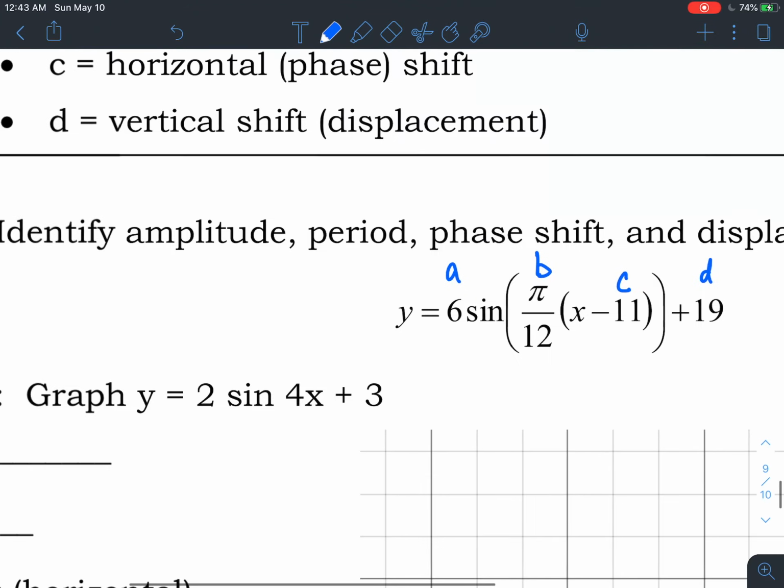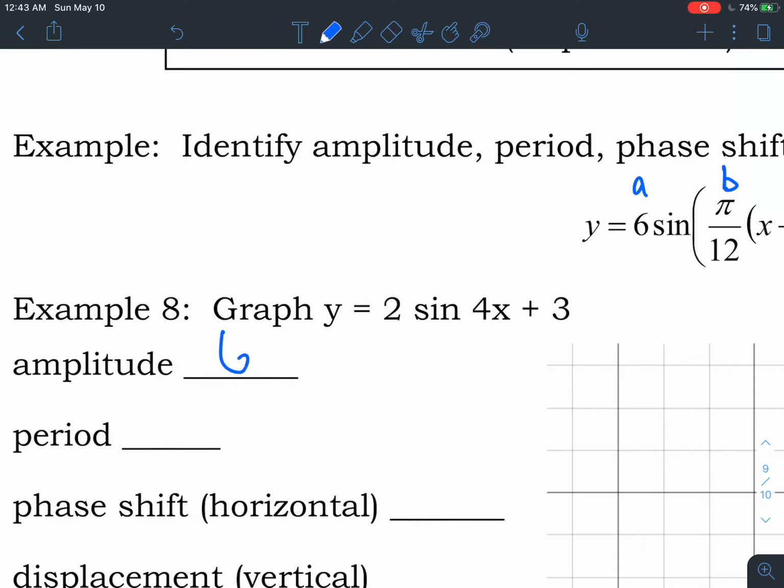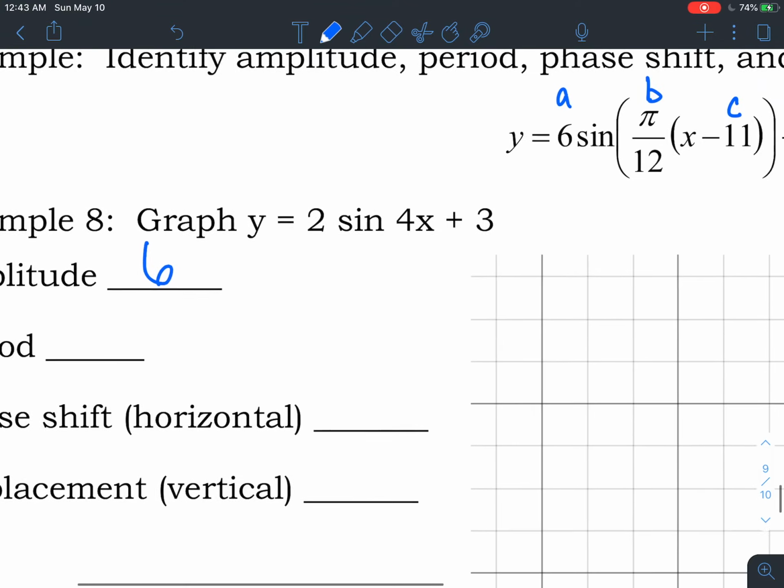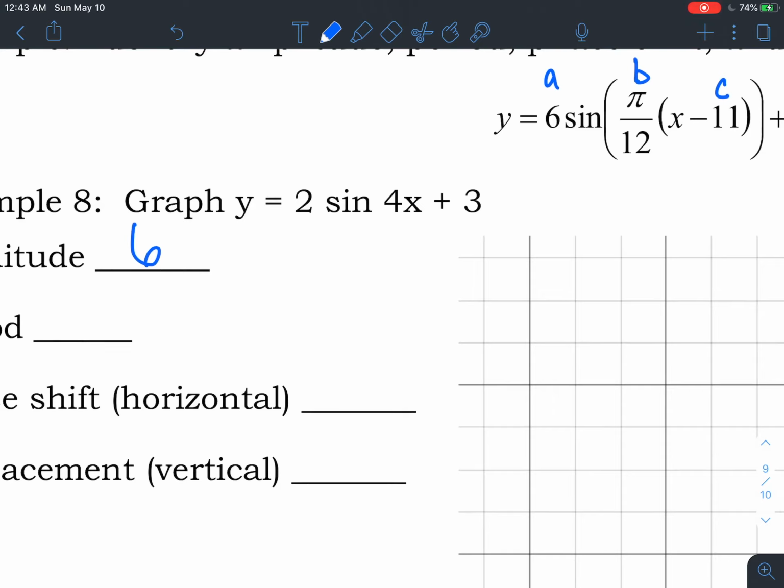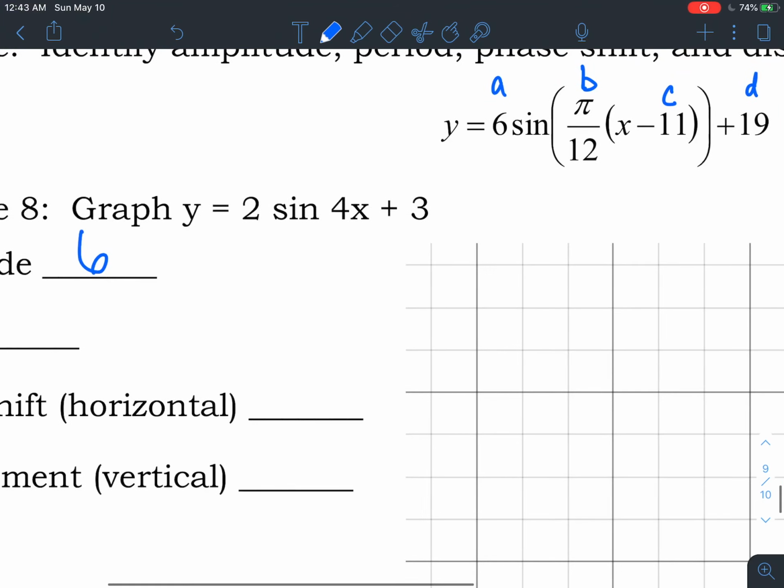So here, my A value is 6. That tells me my amplitude is going to be 6. And we'll do the other two easy parts first. My phase shift, which is -11, right? Minus 11, so that means -11.